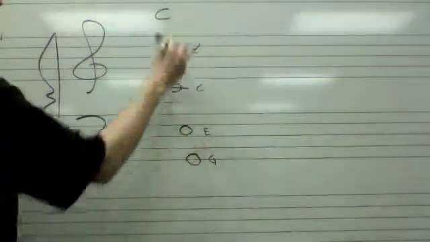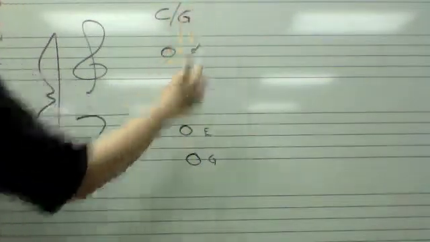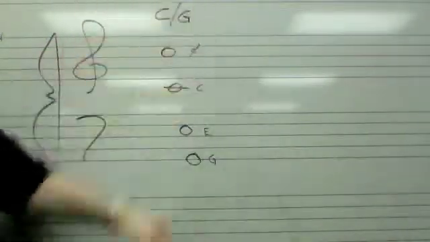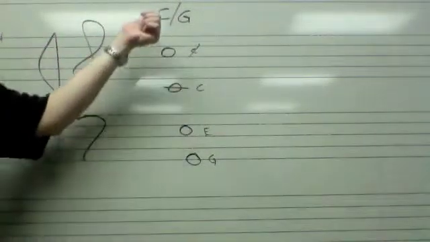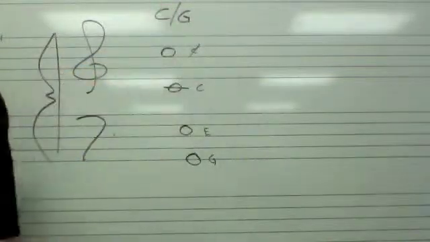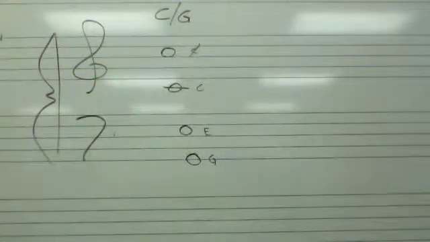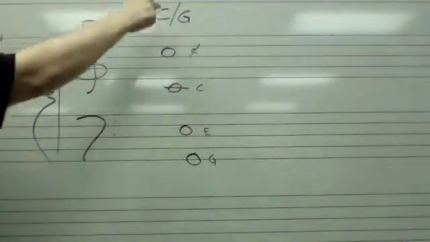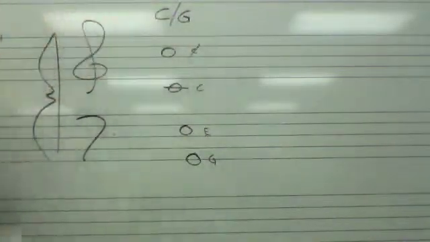If we use slash notation, this is how we would indicate the inversion. C slash G, or sometimes it's referred to as C over G. It's a C major chord with a G in the bass. So that tells you all those pieces of information. It tells you the root, it tells you the quality, and it tells you the inversion.